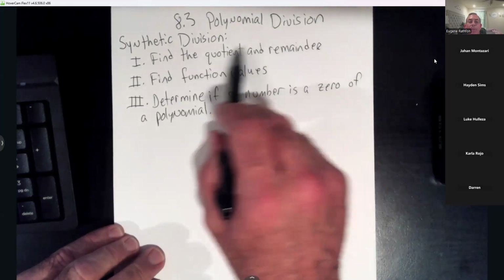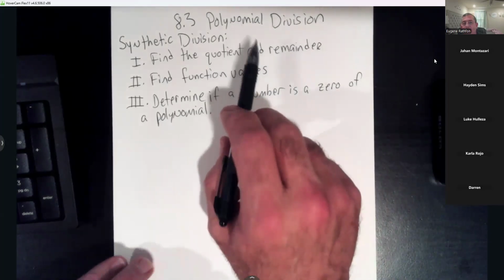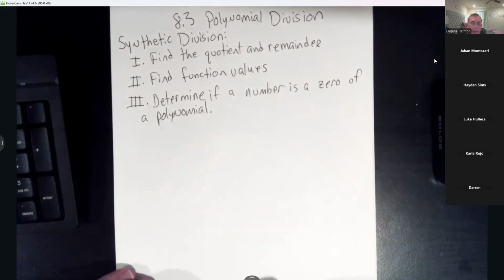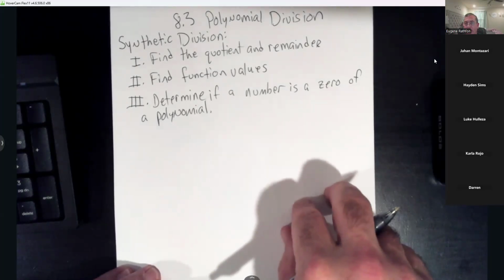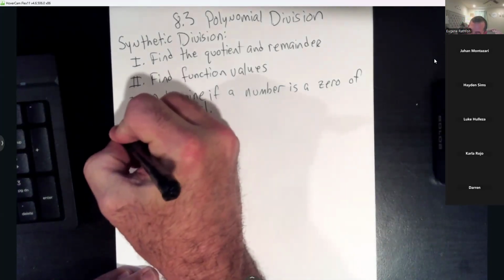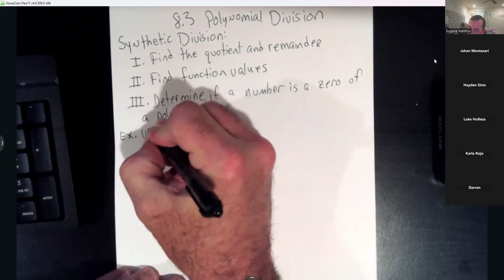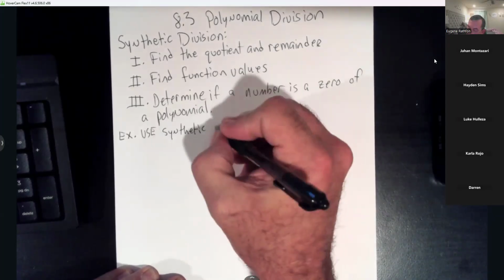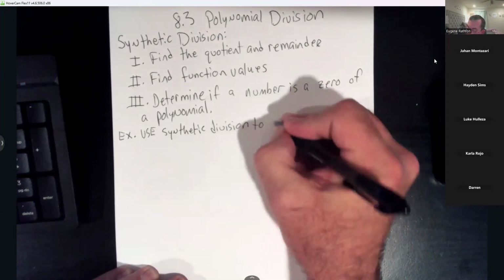We won't be doing any problems on finding the quotient and remainder, but I wanted to put that there because we can if we wanted to, okay? Alrighty, so the easiest way for me to explain synthetic division is to work a problem and sort of write out my steps. So, y'all, my first example, I'm going to use synthetic division to find the function values.